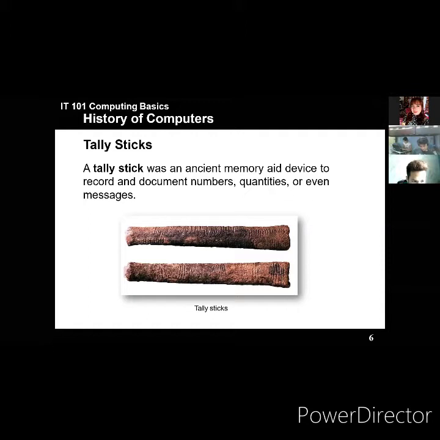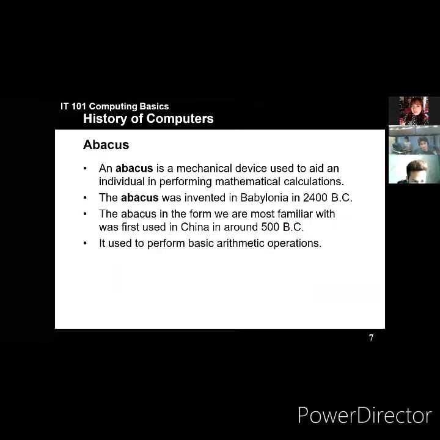So as you can see on the pictures, it is similar to a horn. Parang trunk lang yan ng isang animal. Yan, tally. If you don't have that tally stick, okay lang. Pero meron naman kayong abacus, di ba? So abacus is the earliest computing device. It is a mechanical device used to aid an individual in performing mathematical calculations.